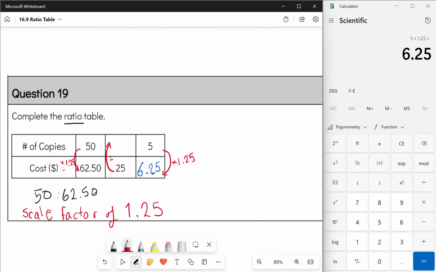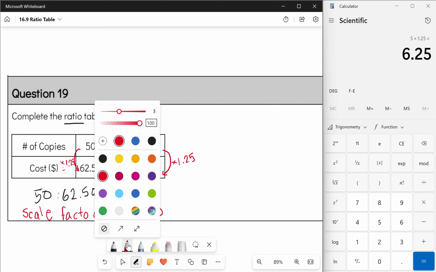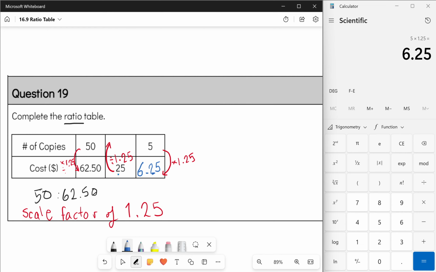I divide. And I don't divide by any kind of crazy number. The number stays the same. It's still my scale factor of 1.25. And that's why down here I didn't say multiplied by 1.25, because it can actually go both ways. It's really handy that way. So I'm going to go from the bottom to the top. And in order to do that, I'm just going to do 25, my bottom number, divided by the scale factor. And that should give me my top number. So let's give it a try.